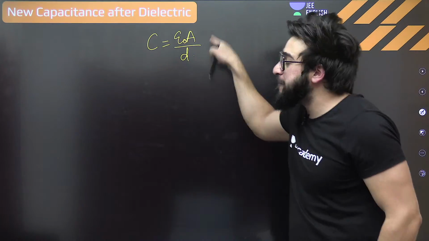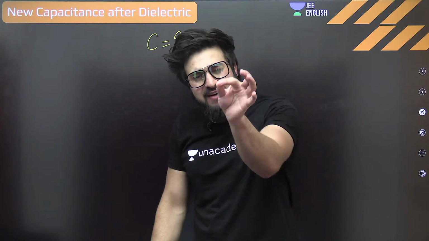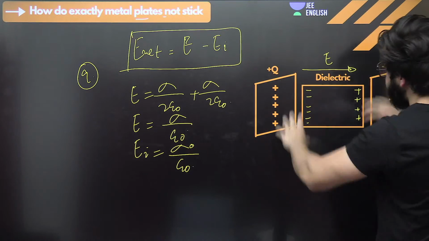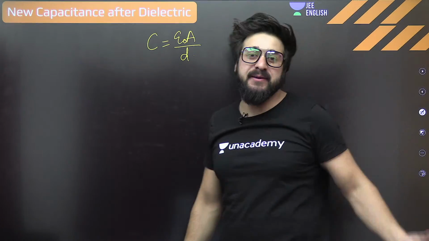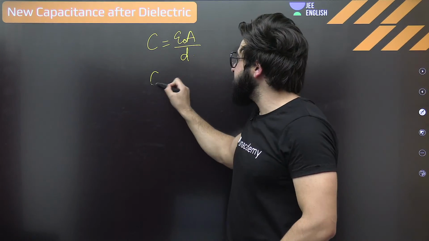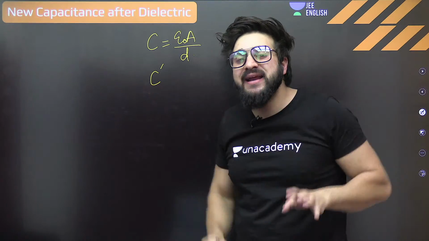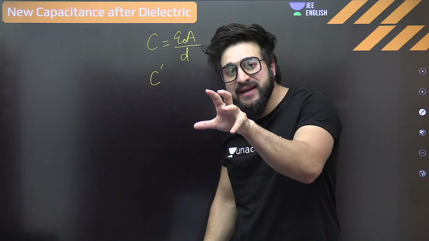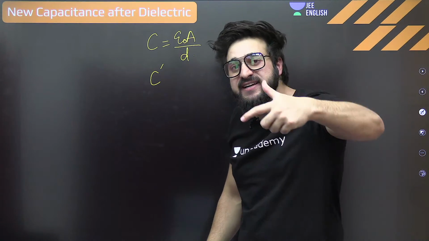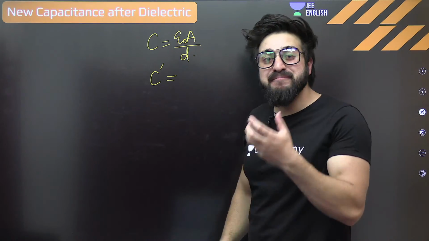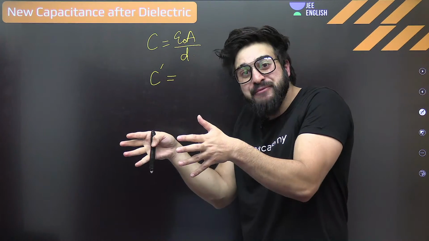Now, this is the capacitance without the dielectric. Now I'm asking you, I'm placing the dielectric between these two plates. Afterwards, what will be the capacitance? You will say, sir, there will be a new capacitance, C dash. Between the two plates, the space is now filled with dielectric. So it is nothing but, instead of this epsilon naught, now there is a dielectric medium.